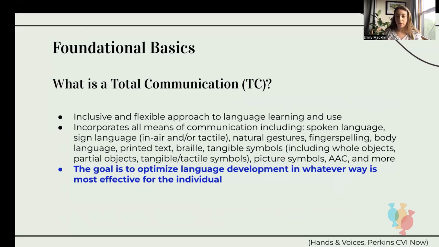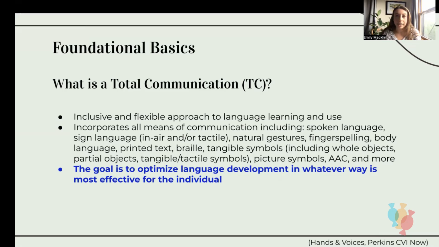I also want to do a quick overview of what total communication is, since it will be referenced in this presentation as well. Total communication is an inclusive and flexible approach to language learning and use. It incorporates all means of communication, which may include spoken language, sign language, which could be in-air sign language or tactile sign language, signing into someone's hands. It can include natural gestures, finger spelling, body language, printed text, Braille, tangible symbols, including whole objects, partial objects, and tangible symbols like we'll talk about today, picture symbols, other types of AAC, and more.